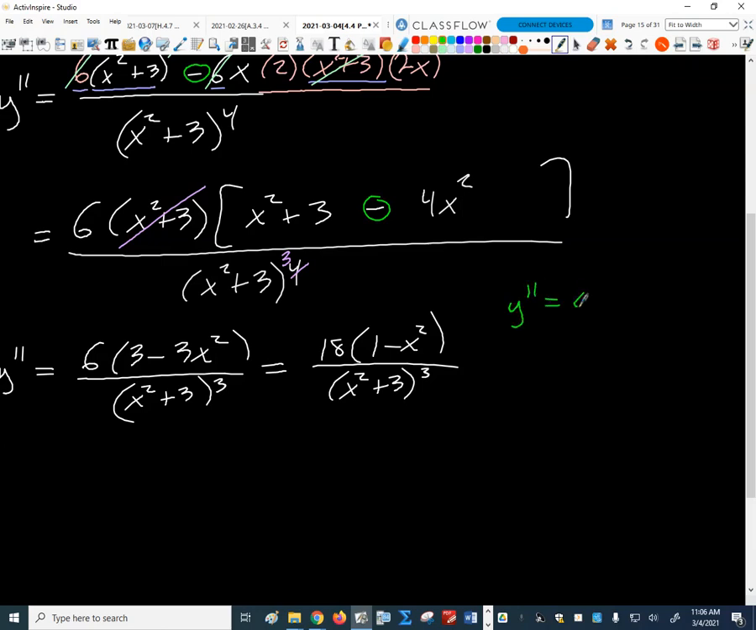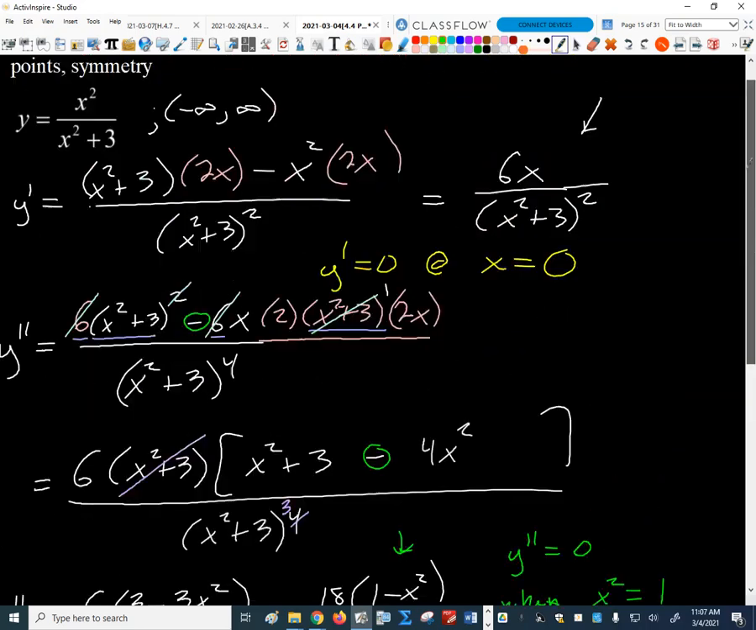So y double prime equals 0 when that factor is 0, right? That factor is 0 when x squared equals 1. So what are my values of x? Type it in chat. What are the values of x where my second derivative is 0? Okay, good. I'm seeing plus or minus 1. Okay, so we got a bunch of critical numbers.